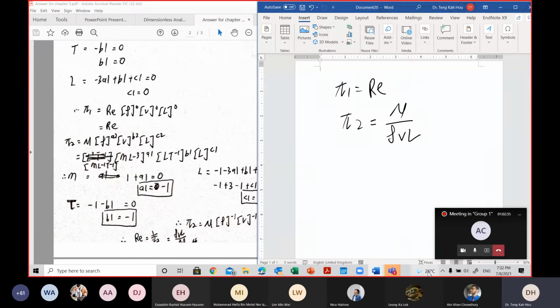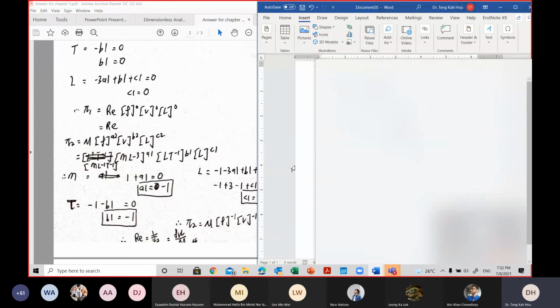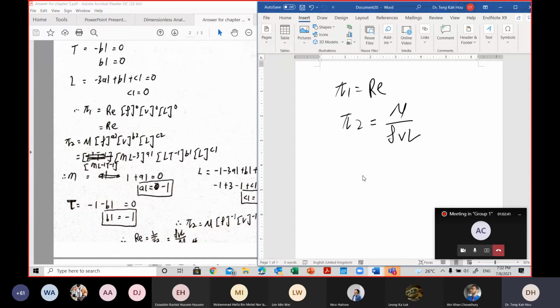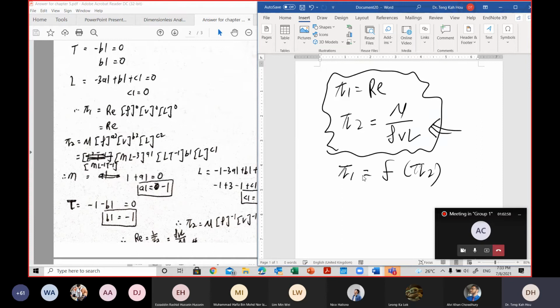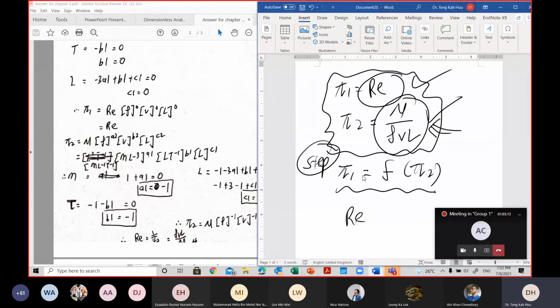Am I right? So you know that my pi1 equals a function of pi2 in this case. In fact, if you get this, the question almost comes to the end. You just need to make sure the things you get are right. But come to step 6. If the question didn't ask you to prove, then you can put in this format. So your RE will be a function of mu over rho VL.